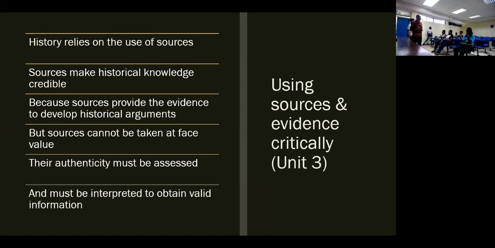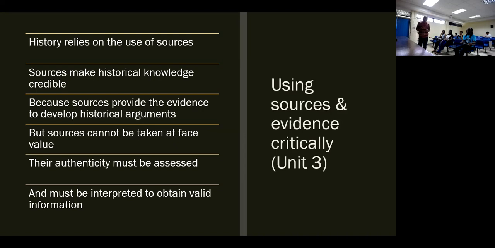And we said the main idea about sources is that, yes, history is about interpretation of the past, but it's an interpretation that is not just opinionated. It's an interpretation in which we combine facts in our analysis or our interpretation, which is based on sources. Without the use of sources, history makes little or no sense.